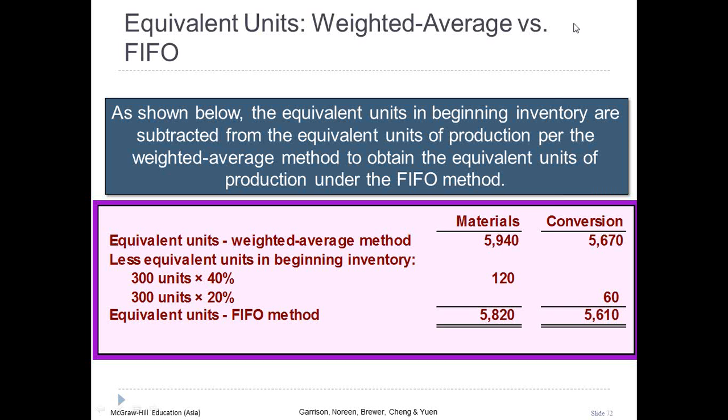The equivalent units of conversion per the weighted average method, 5,670 units, minus the equivalent units of conversion in beginning inventory, 60 units, equals the equivalent units of production per the FIFO method, 5,610 units.